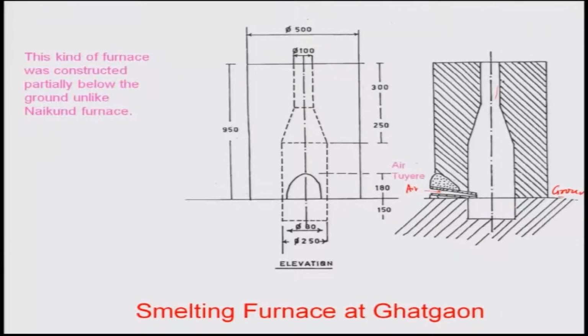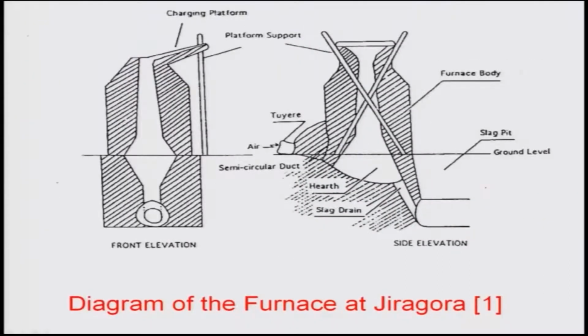So, as I told, this is the air tire or air pipe, through which air will be getting into this furnace for the combustion to occur, so that reduction of the iron will be taking place. There is another furnace at Jira Gora, which has a similar support, but here it has slag drains, and this is the earth below the ground level, and this is a slag pit. Slag will come and be deposited there, and you can remove it. And this is your air passage tire.